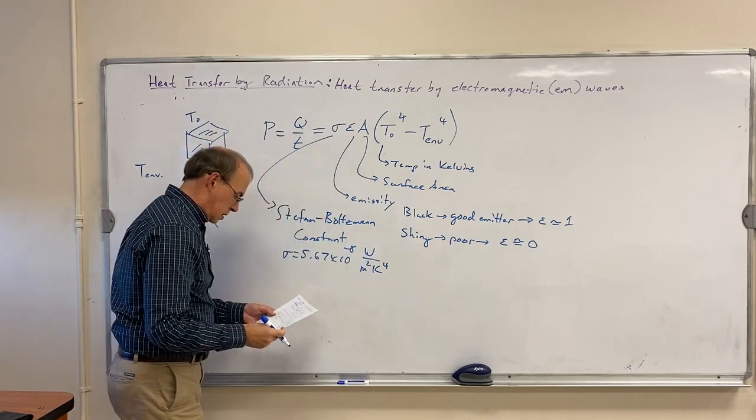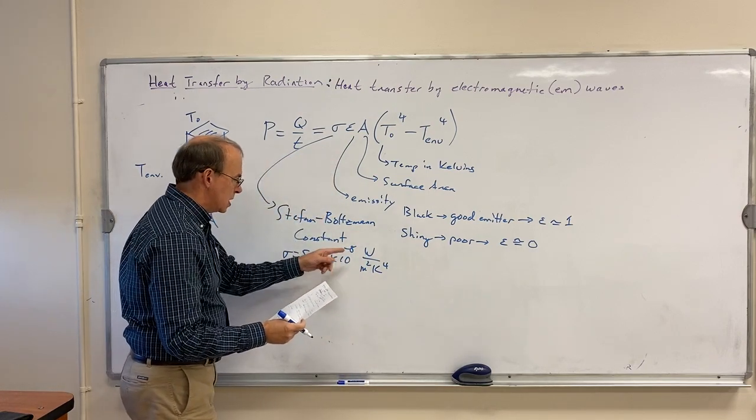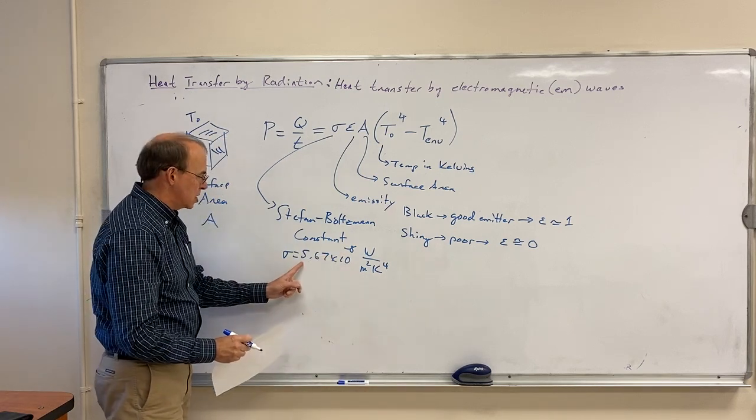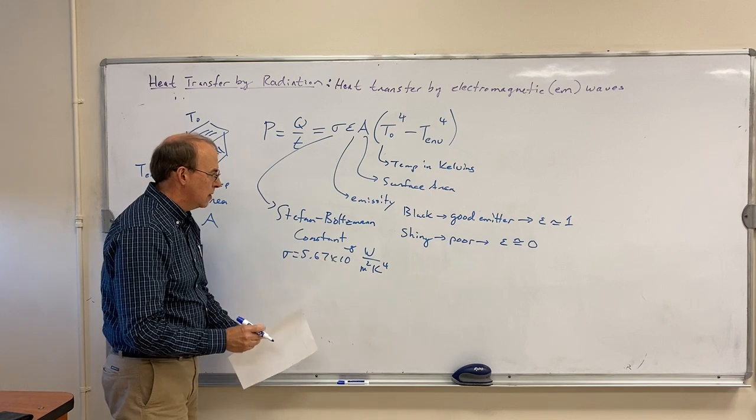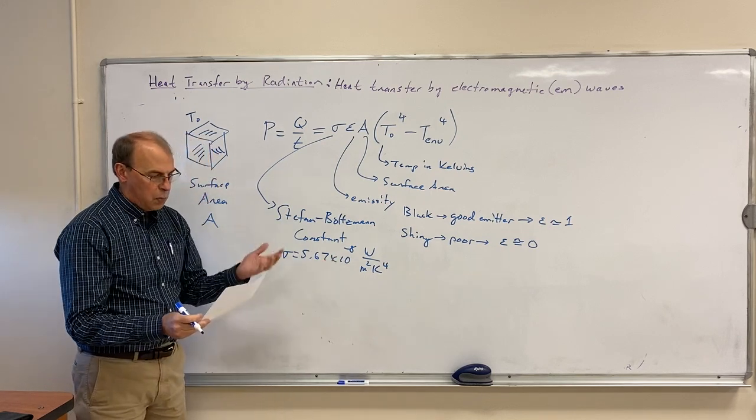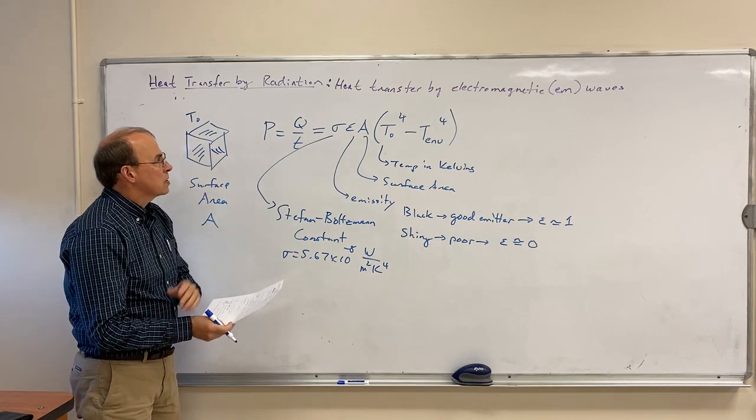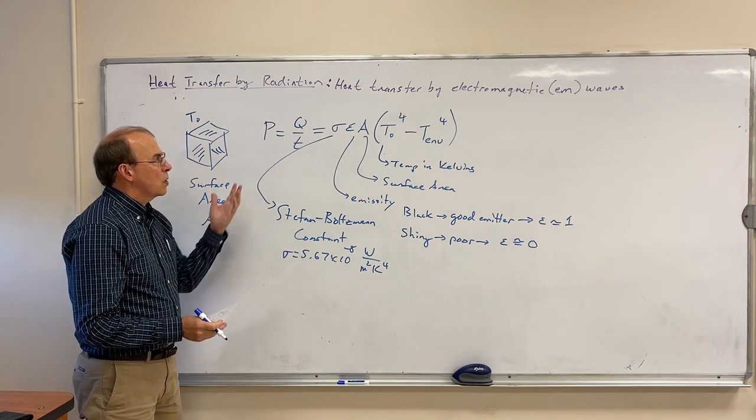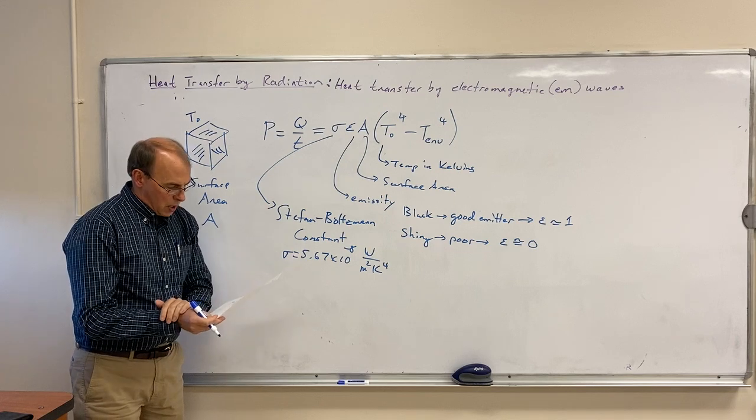Let's see. 5.67 times 10 to the minus 8. Right. So 5, 6, 7, 8. I would give you that number on a quiz, but I think it's easier thinking that's 5, 6, 7, 8. So that's called the Stefan-Boltzmann constant. And again, this is very hard to derive, but it is the equation that tells you power transfer.